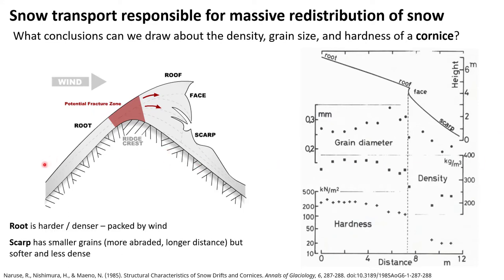Okay, so some things that we can take away from this is that the root is typically harder and denser, and we see that in the density data here. So we have a higher density, and we have an increased hardness in the root portion of the cornice. And that's because it's being slammed or packed in by the wind. So as those crystals are abraded and rounded, they then get consistently impacted into the root itself, such that no more can be transported or lifted.